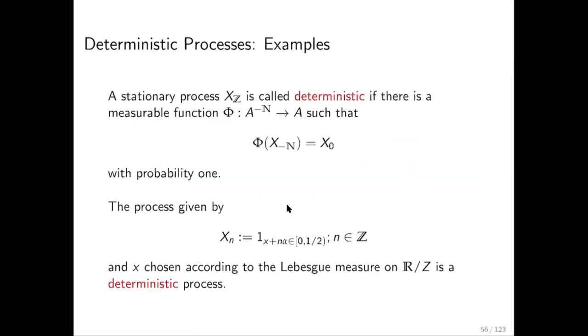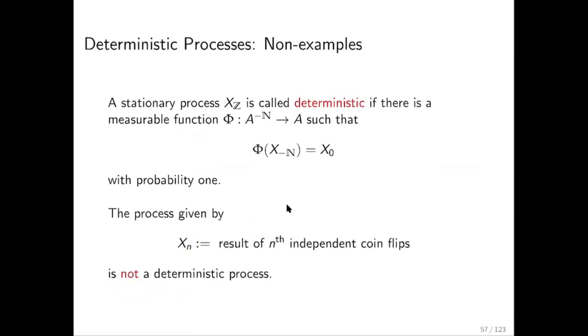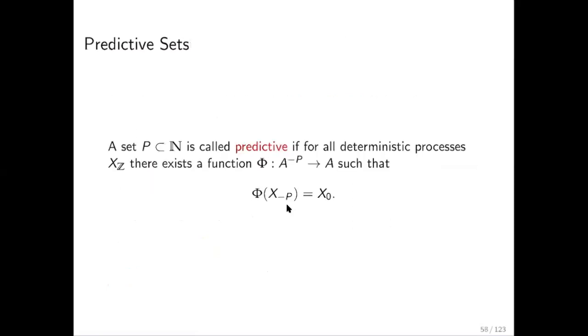All right. As we had discussed before, if I look at the process starting from irrational rotations, that gives you a deterministic process. If I look at coin flips, that is not a deterministic process. A set is called predictive if for all deterministic processes, and here all is very important, for all deterministic processes, there exists some measurable function. This measurable function can depend on the process, such that if you give me the past of the process along this sequence, I can tell you what my present value is.